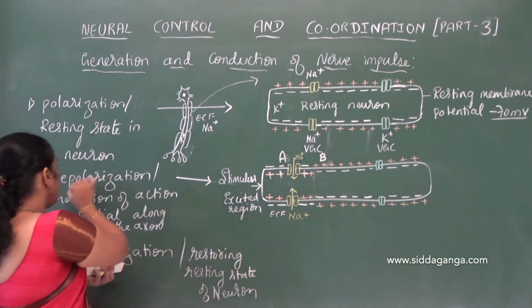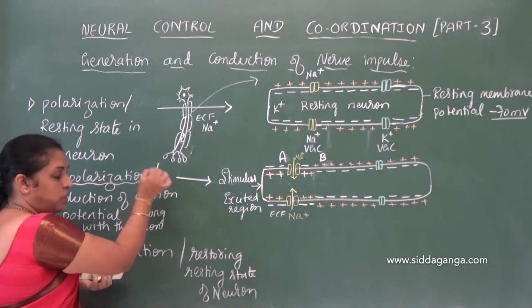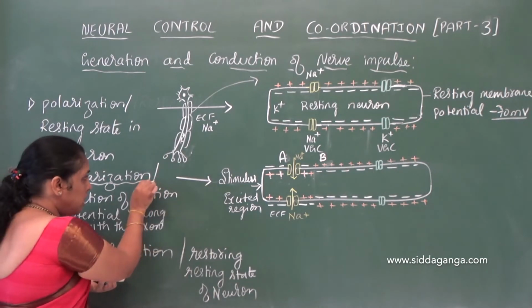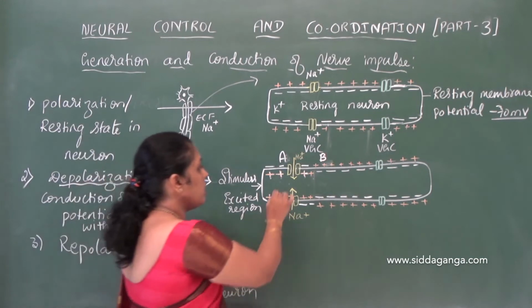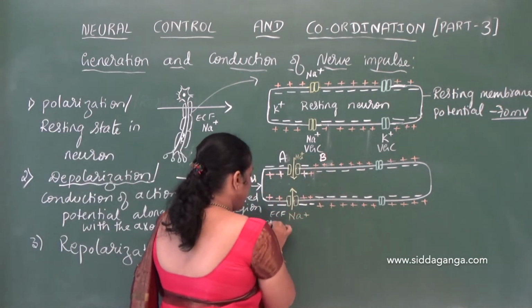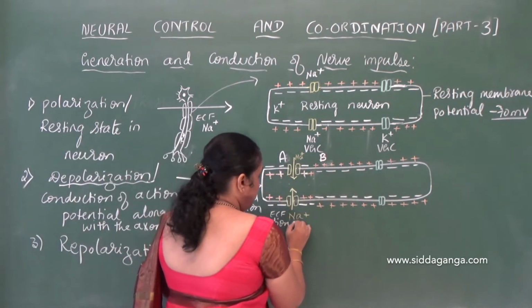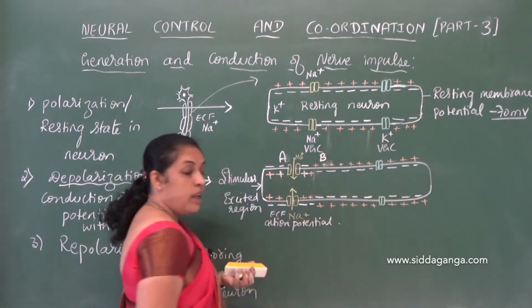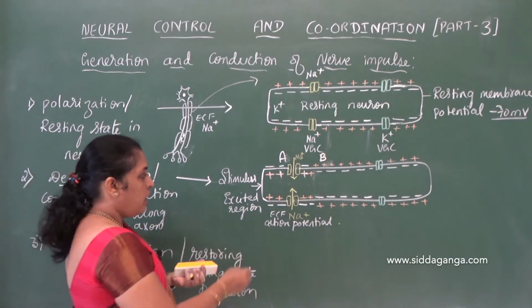That state is called the depolarized state, and the potential difference which develops in the depolarized state is called action potential. That is called action potential, which is nothing but the nerve impulse.